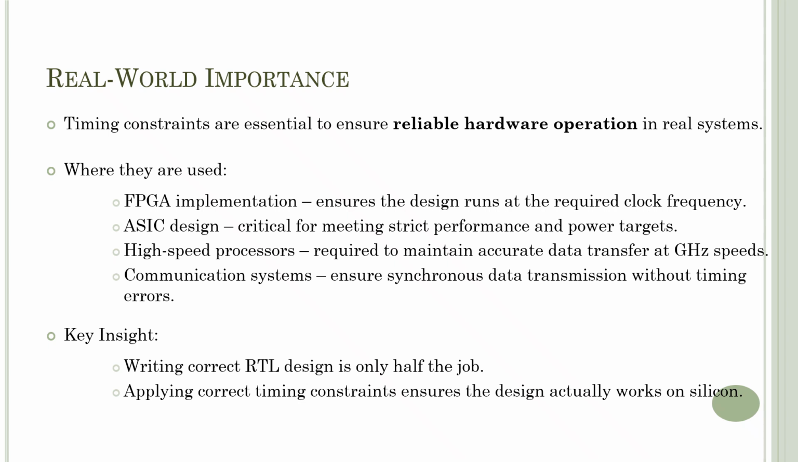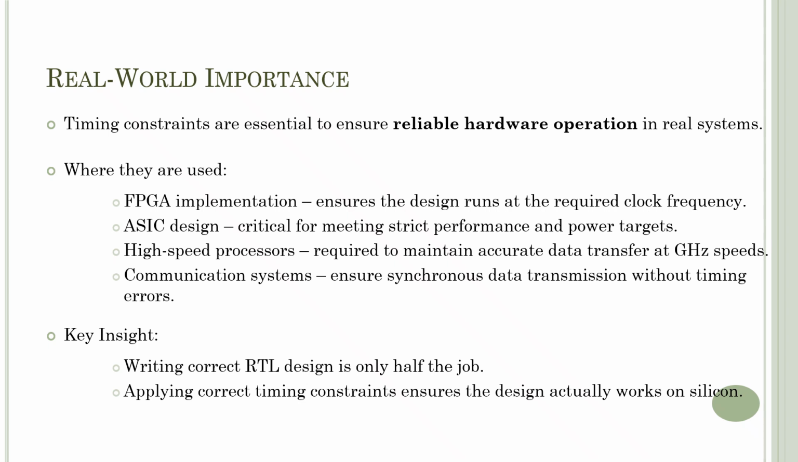Timing constraints are also crucial in communication systems. In these systems, data is transmitted and received continuously between different components. Correct timing ensures that the data is synchronized with the clock, preventing transmission errors and ensuring accurate communication.